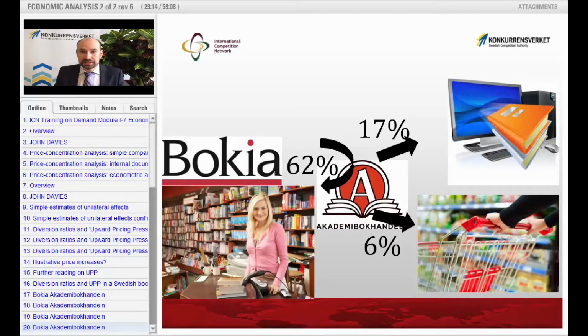Over 60% of the customers stated that they would choose another brick-and-mortar bookstore as their second choice. 17% of Akademibokhandeln customers answered that they would have chosen an online bookstore if the particular Akademibokhandeln outlet did not exist. For Bokia, the equivalent figure was somewhat lower. The diversion to all supermarkets' grocery stores was roughly 6%, thus much lower than the ones to other physical bookstores or online bookstores.